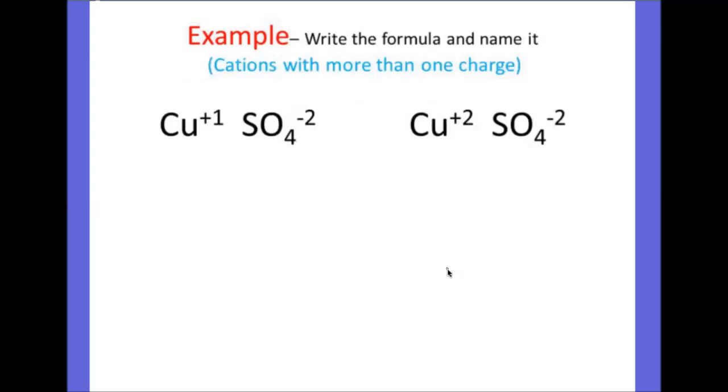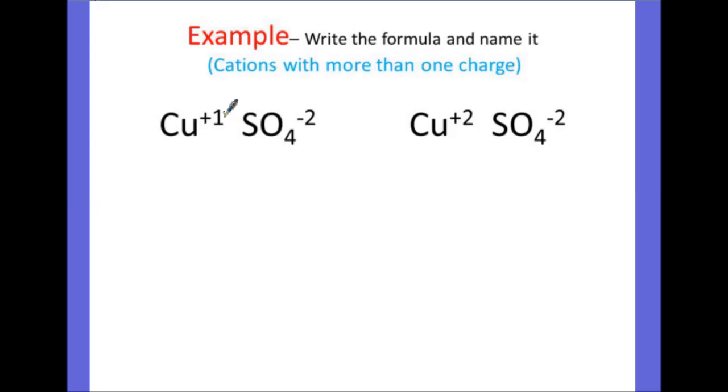Let's take a look at this one. Now, what we're going to start getting into is looking at the transition metals, and sometimes transition metals can have more than one charge. They can have up to 3 or even 4 charges, but we're going to look at just the basic ones today. We're going to take a look at copper. Copper can have a +1 charge, or copper can have a +2 charge. So what we want to do is name it and write the formula. So let's go ahead and do this.